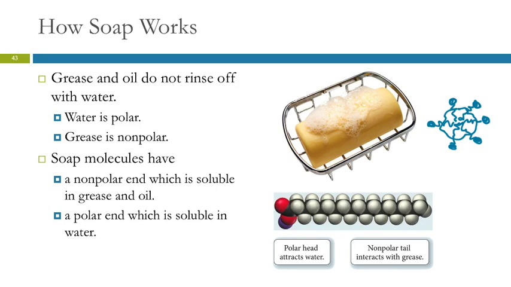And so you get this globule of grease with polar heads of soap molecules all around it. These polar heads are attracted to water. Water is attracted to those polar heads. And so now this glob of grease is basically disguised as a polar thing. And so it can move through the water.